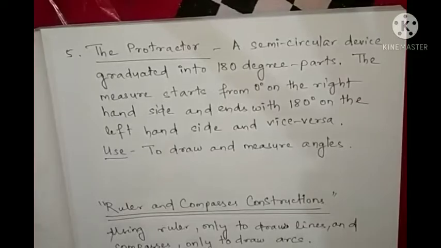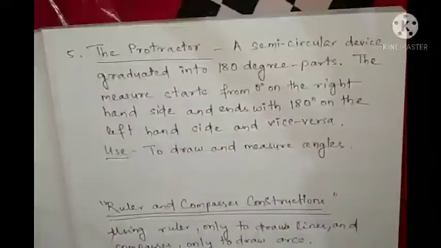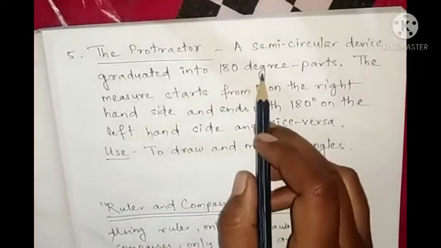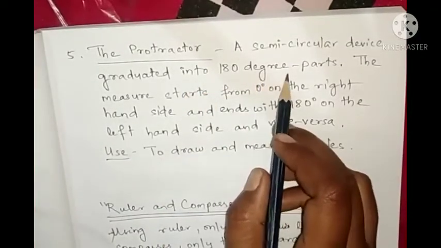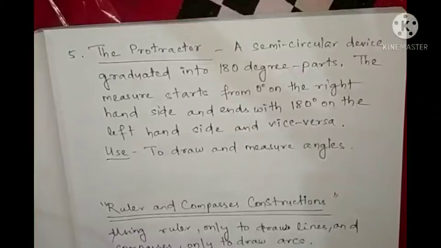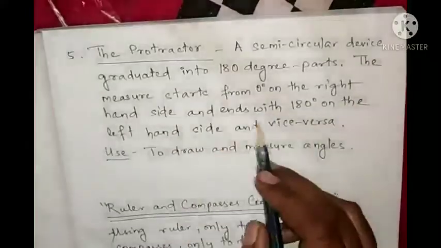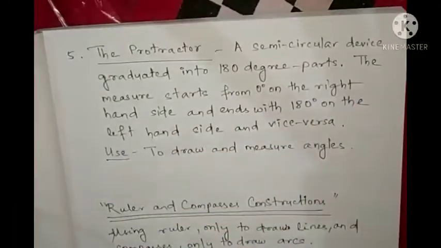Next you see the protractor. Protractor is what? A semicircular device graduated into 180 degree parts. Okay, means that it is divided into 180 degree parts. The measure starts from 0 degree on the right hand side and ends with 180 degree on the left hand side, vice versa. Okay, it is used to draw and measure angles.